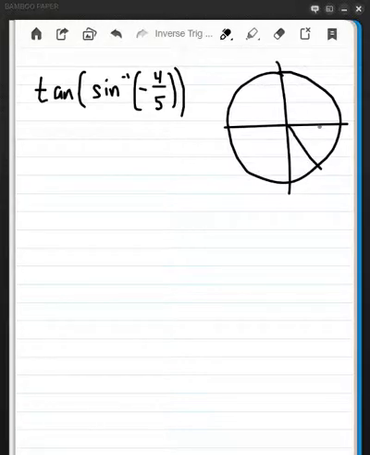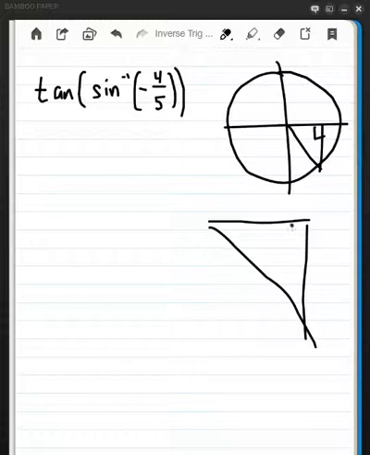Let's make that right triangle so that we can expand it and work with it. So that angle right there. The sine is opposite over hypotenuse.